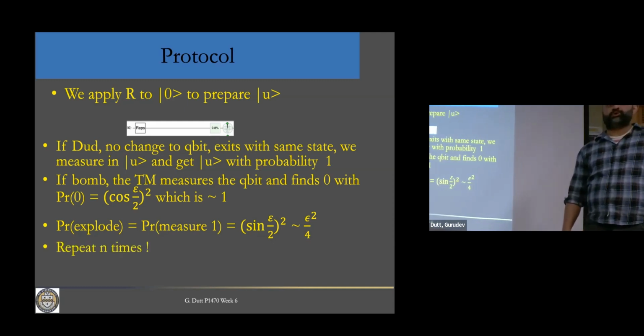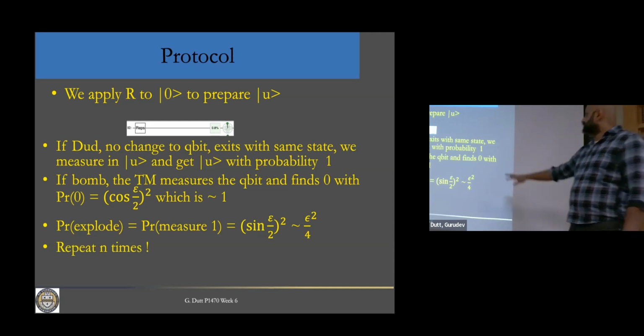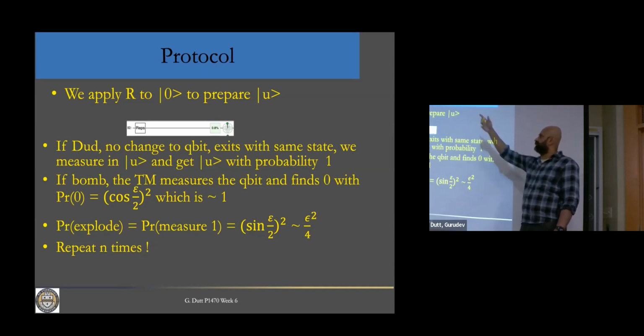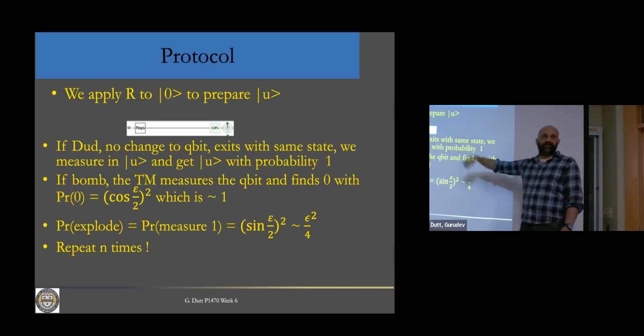We're just going to repeat this protocol n times. That is, if we don't get an explosion, we just send it back, multiply by R, and repeat n times.